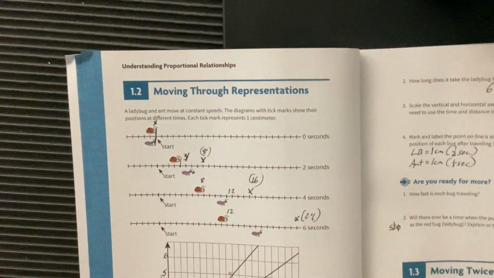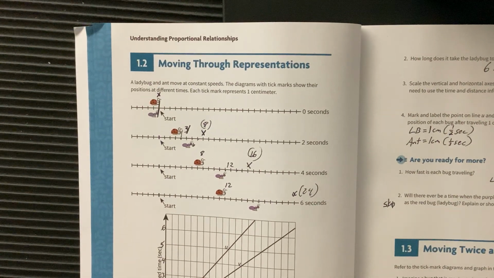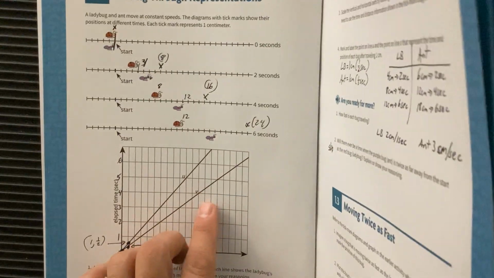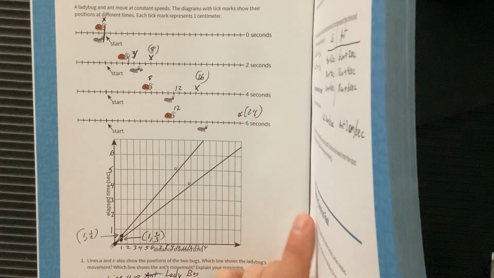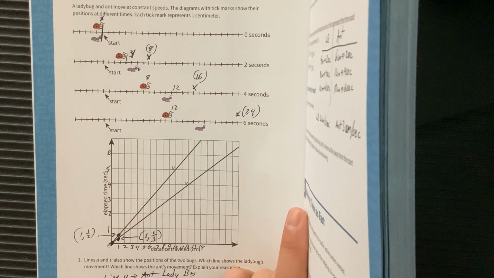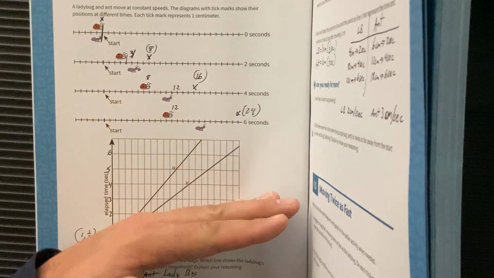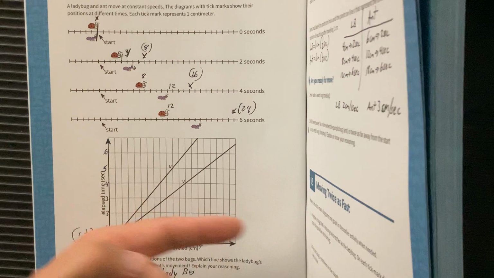Okay, there they are. 8, 16, 24, new bug. So with what we know, we said U was the ladybug. V we said was the ant. Where do you guess that this bug is going to be? Where's the line going to be? Steeper or less steep? Less steep, remember, because it's going this way.